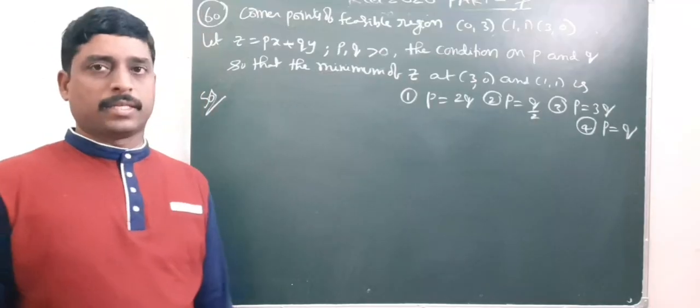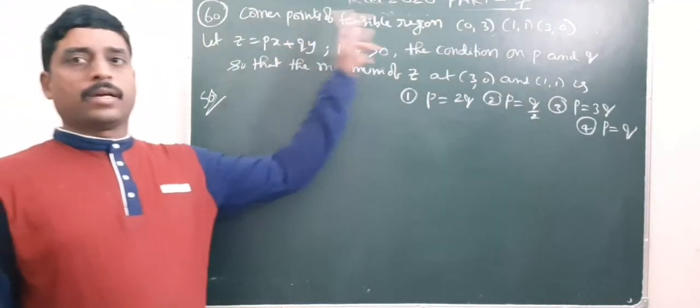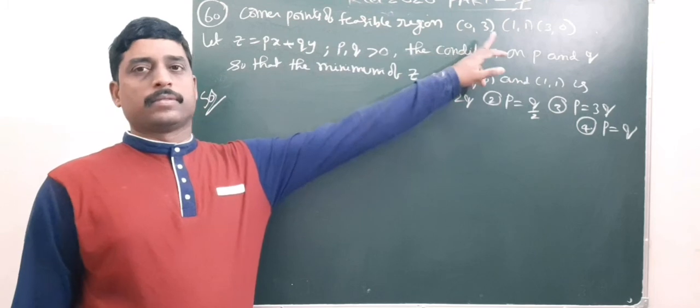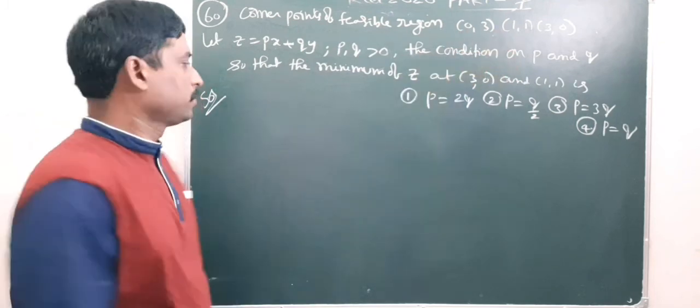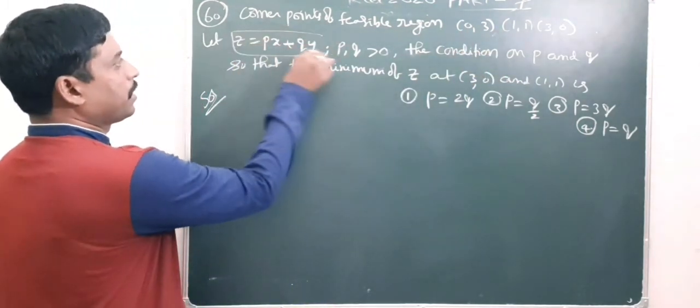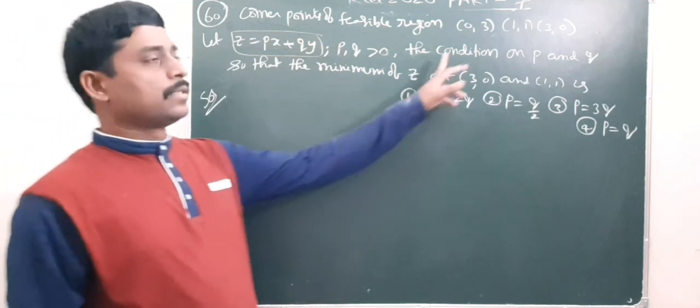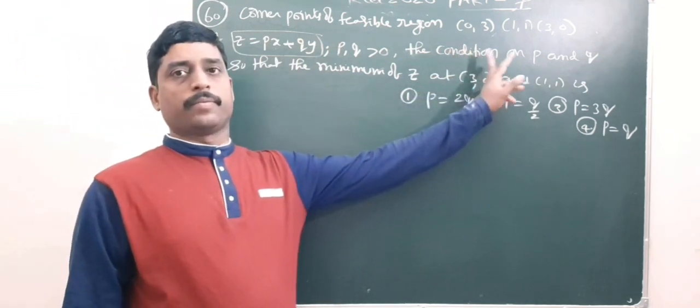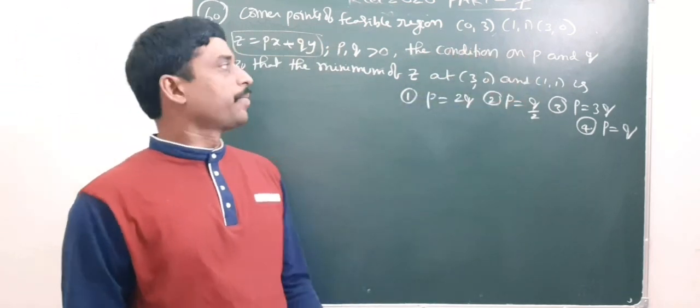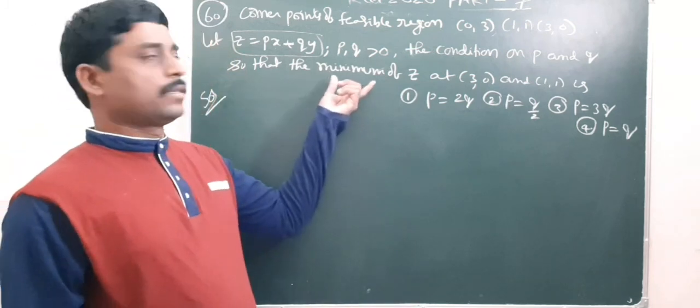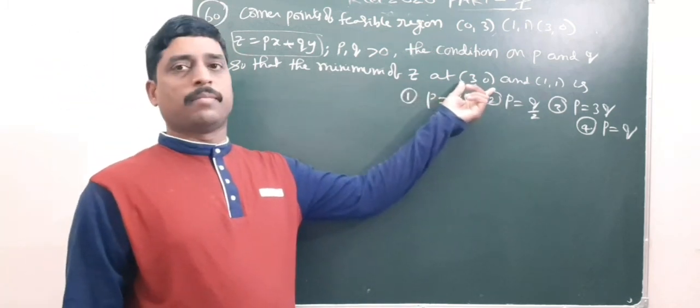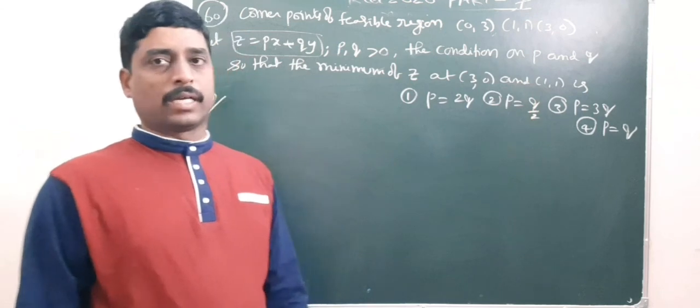Let's see question number 60. Given corner points (0, 3), (1, 1), (3, 0), and z is equal to px plus qy, find the condition between p and q. One given condition: the minimum of z occurs at (3, 0) and (1, 1).